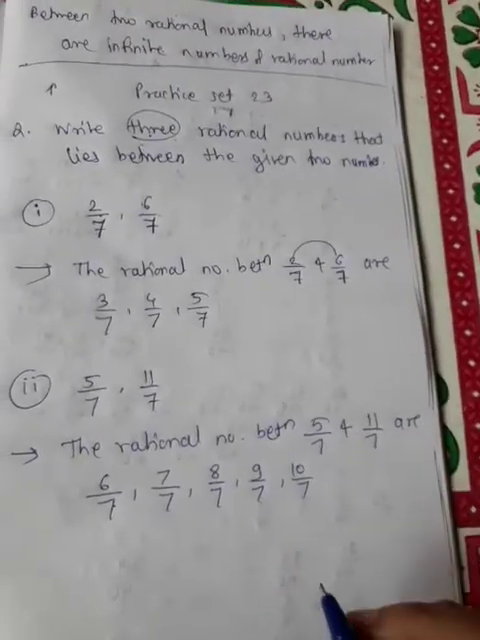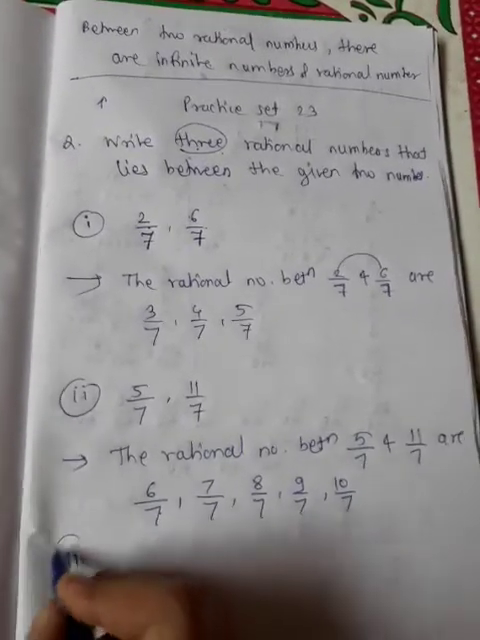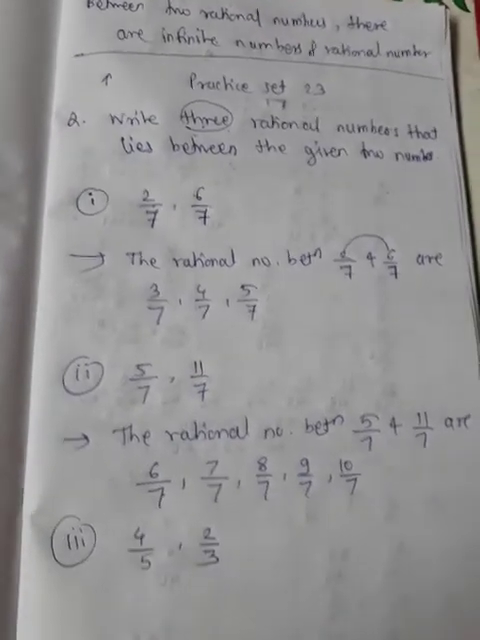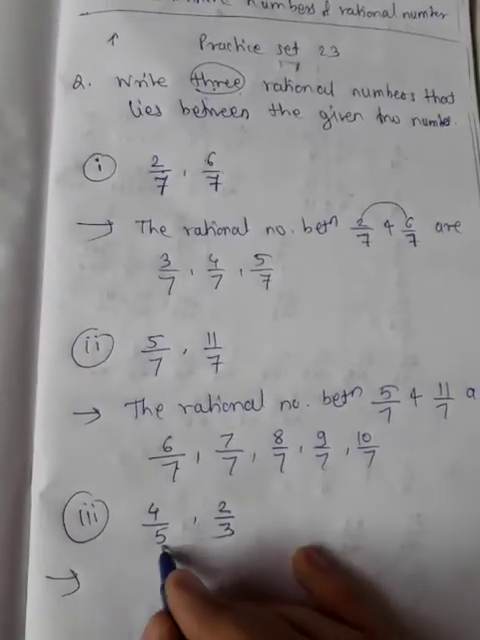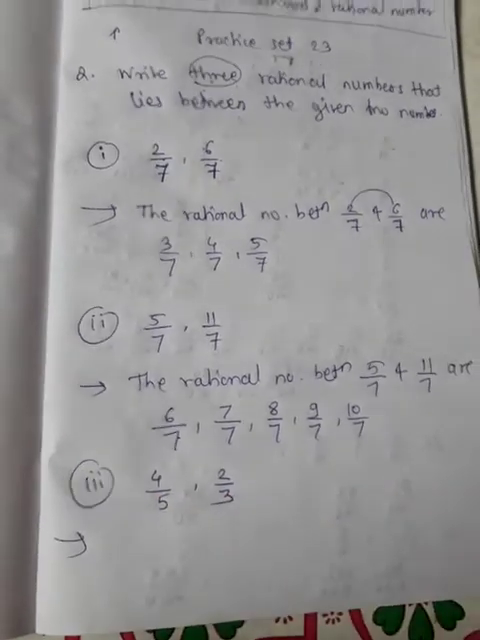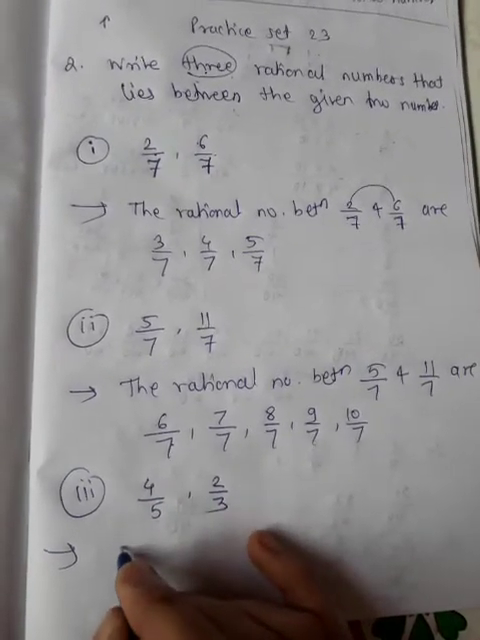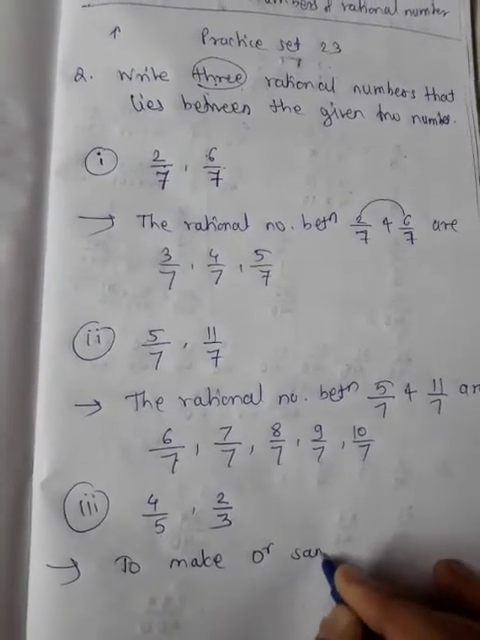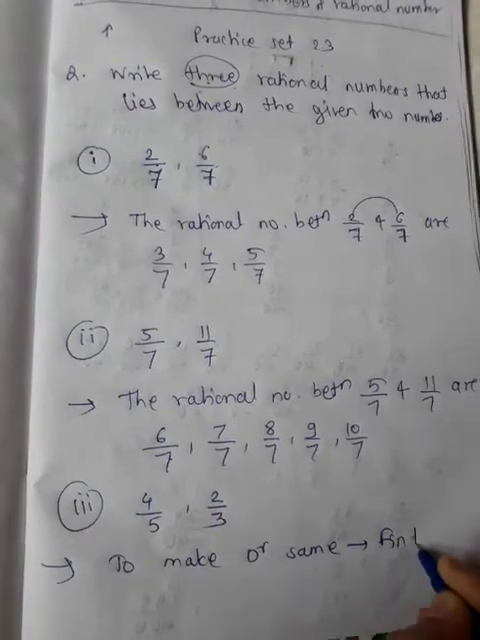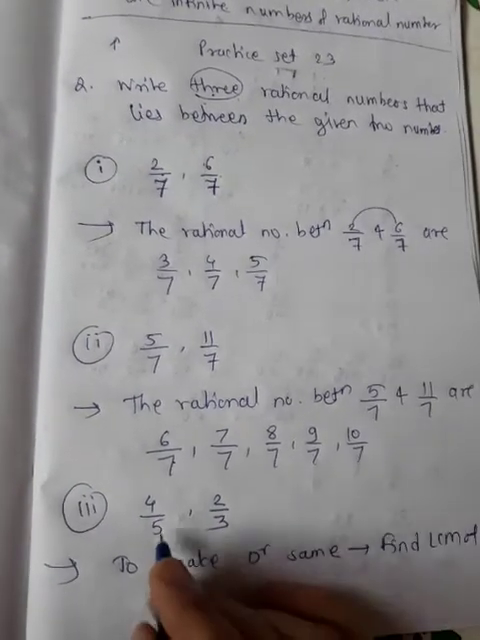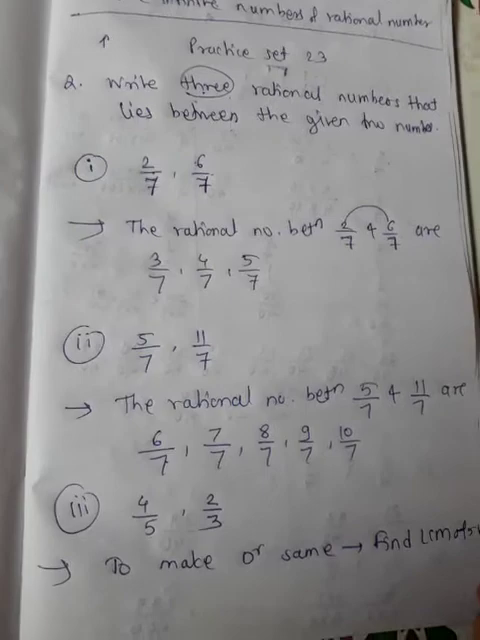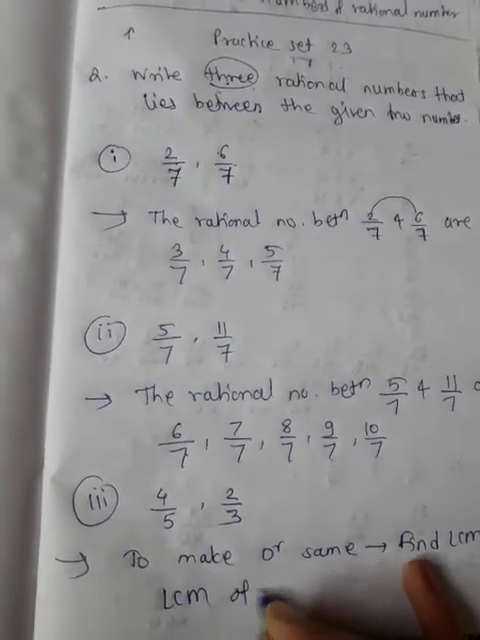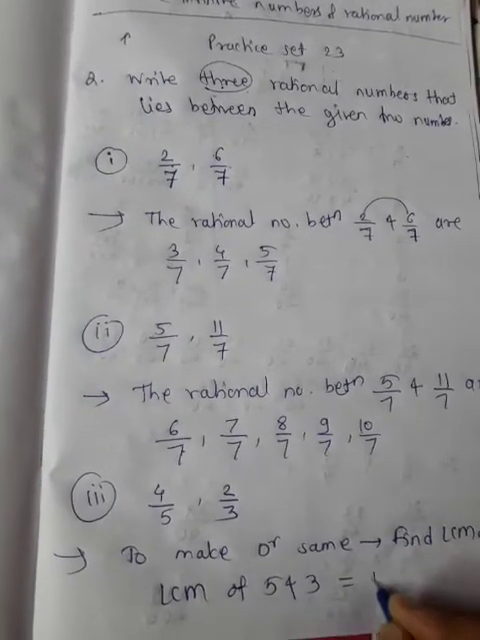Now the third example is 4/5 and 2/3. Here the denominators are not the same, so our first step is to make their denominators the same. For that, find the LCM of the denominators. Your denominators are 5 and 3, so find the LCM of 5 and 3. What is the LCM of 5 and 3? The LCM of 5 and 3 is 15.